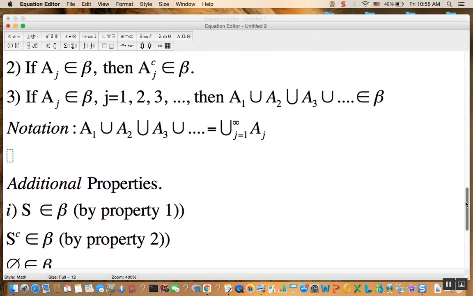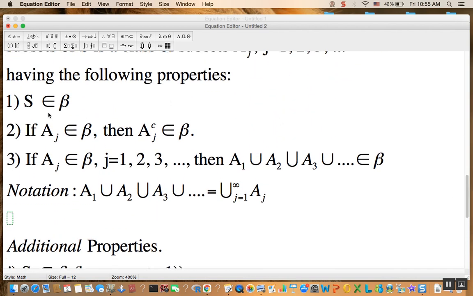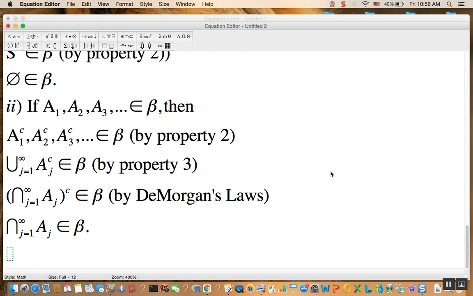So basically what I want you to remember is that these three properties, the original ones, the ones that define a Borel field: that the sample space belongs to the Borel field, that if an event belongs to the Borel field, its complement belongs also to the Borel field, and also that infinite unions belong to the Borel field. With these three, you get two additional properties for free: that the empty set is in the Borel field, and that infinite intersections are also there.